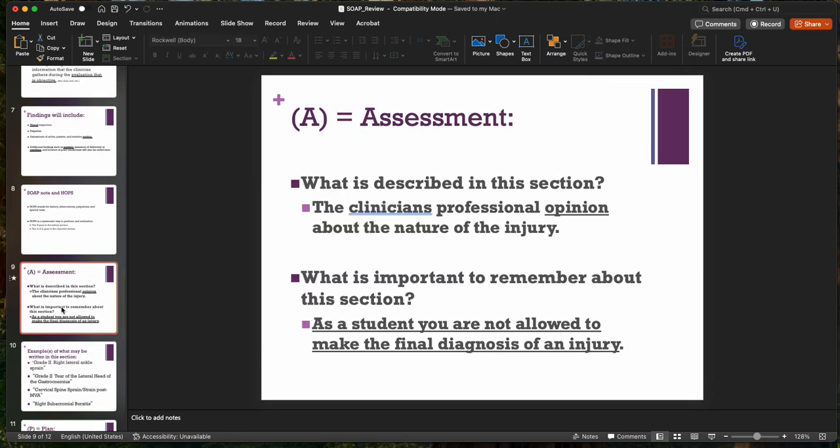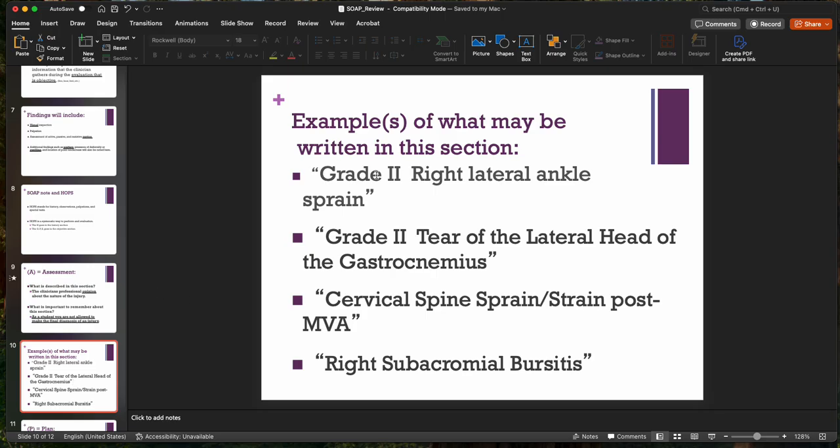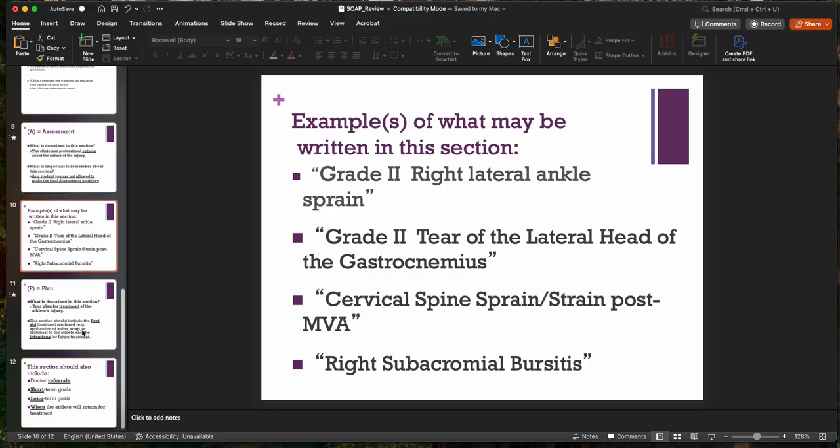This is going to lead you to an assessment. So what you think is going on, the clinician's professional opinion about the nature of the injury. Examples of this are going to be grade 2 lateral ankle sprain, grade 2 lateral head of the gastrocnemius tear, etc. Right subacromial bursitis, whatever it might be. That is the A. So we do the S and the O to get us to the A.